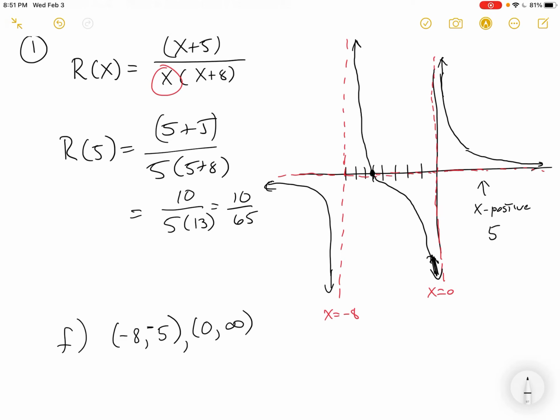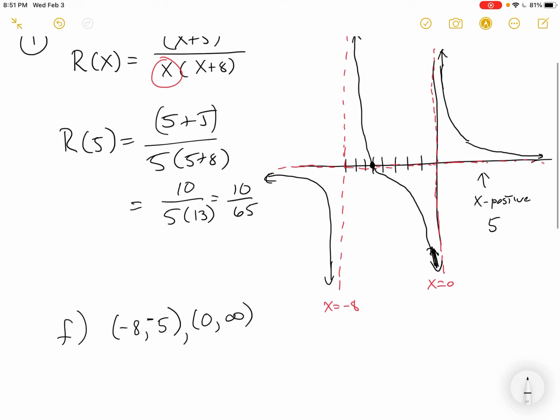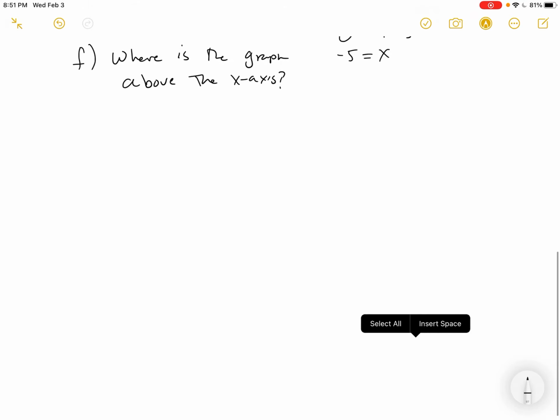Pretty nice. You're going to be doing this type of work over and over and over again. So what could it look like? Well, here's another example.